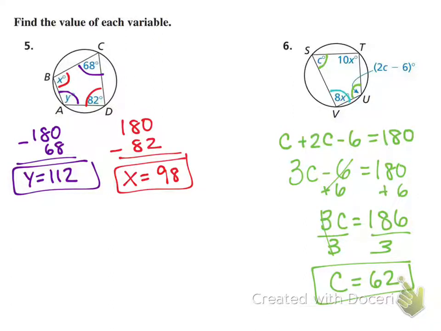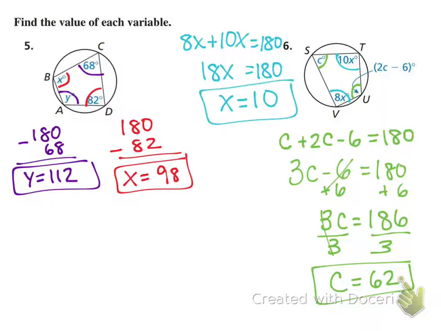And then last would be 8x and 10x. So again, they add up to 180. 8x plus 10x equals 180. What is 8x plus 10x? 18x. So then x is 10.